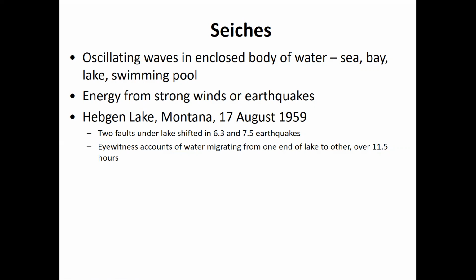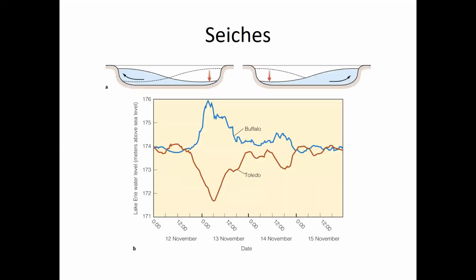So in Hebgen Lake in Montana in 1959, 2 faults in the lake shifted, and this caused a seiche, and eyewitness accounts saw the water migrating from one end to the other end of the lake over 11.5 hours. Strong winds caused water to pile up in one end of Lake Erie. And then once the wind subsided, the water was no longer being held against that edge of Lake Erie and was allowed to slosh back and forth.